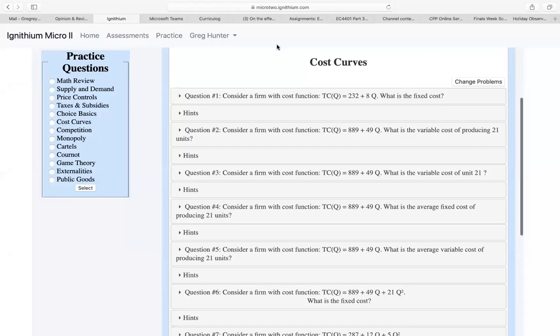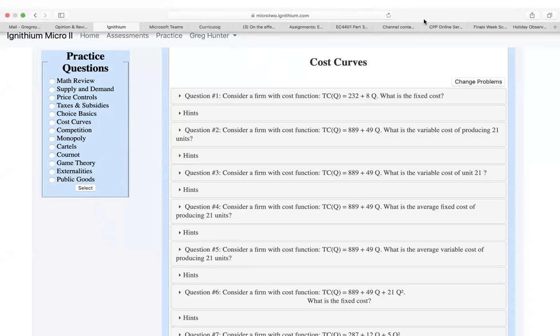Here's a cost curve homework, and let's go ahead and we'll assign number 1 to Brian, number 2 to Hung, and number 3 to Scott. And let's come back in just a minute and look at the answers. As you work on these, you can always ask questions if you get stuck or don't know how to begin.